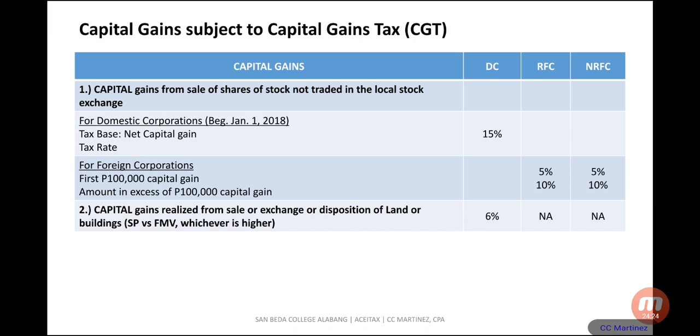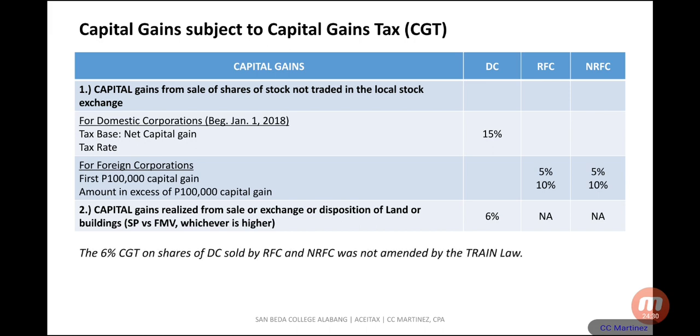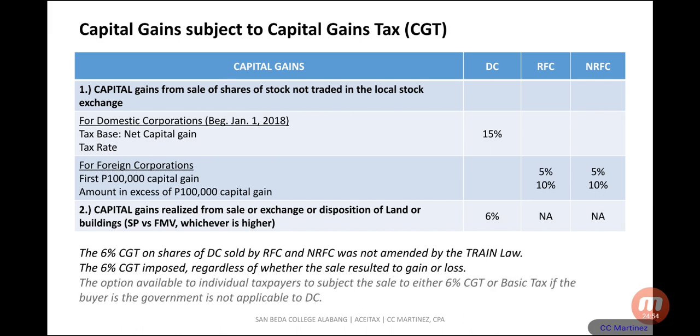So, hindi naman ako magbibigay ng computation when it comes sa capital gains kapag dating na sa corporation. Okay. The 6% CGT on shares of domestic corp sold by RFC and NRFC was not amended by the TRAIN law. Ibig sabihin, ayan. So, the 6% CGT is imposed regardless of whether the sale resulted to gain or loss.